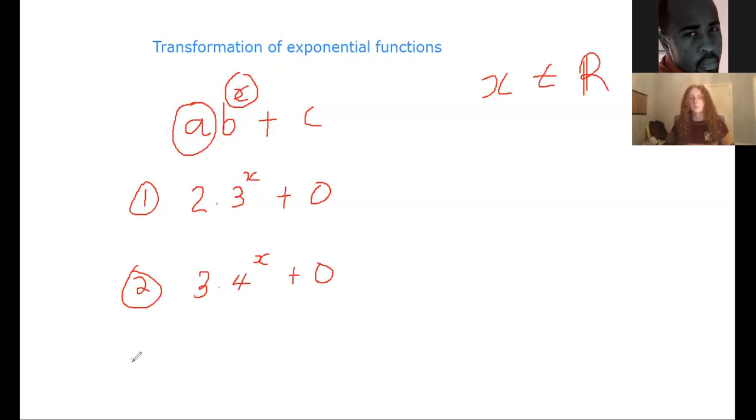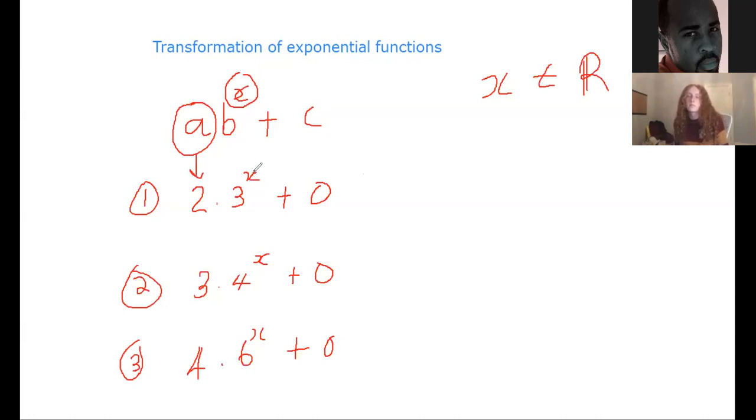I'm going to put one more case because in math we always say it takes 3 to make a pattern. Let's call this 4 times 6 to the x, plus 0. So I'm saying to you, Sophie, that once c is 0, then in your exponential function, the a, which is 2 right here, is going to be your y-intercept, because we know that at the y-intercept, x is always 0, correct?